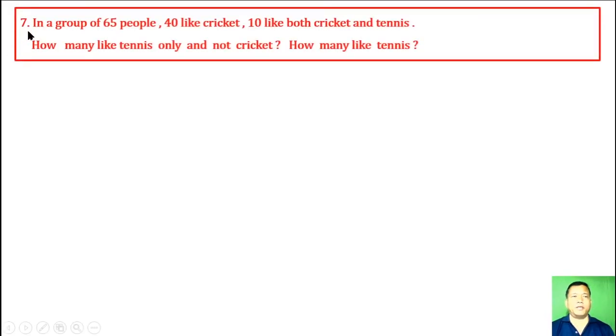Thus, the number of persons who like both coffee and tea is 19. Question number 7. In a group of 65 people, 40 like cricket, 10 like both cricket and tennis. How many like tennis only and not cricket?